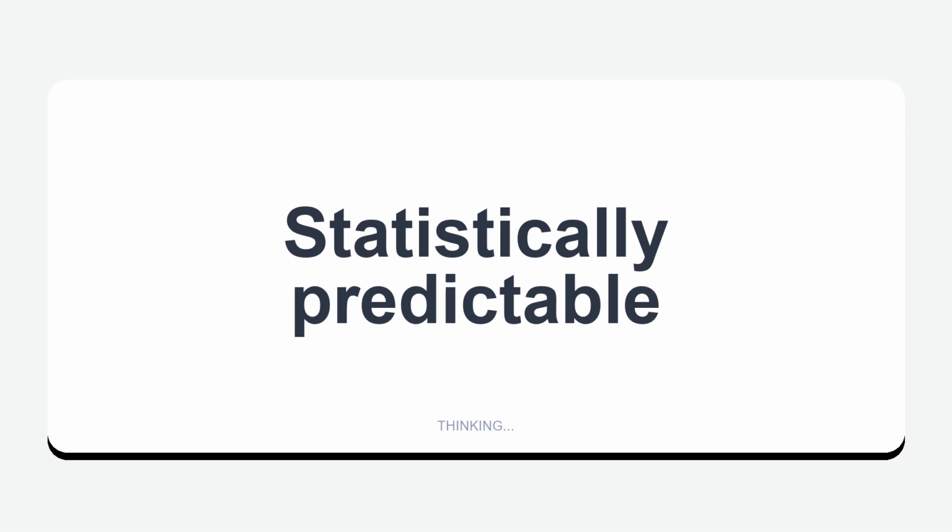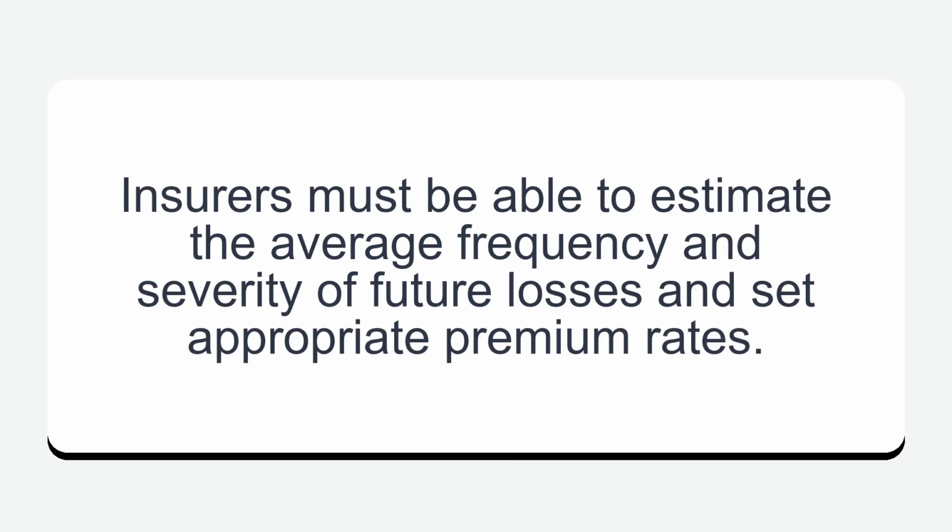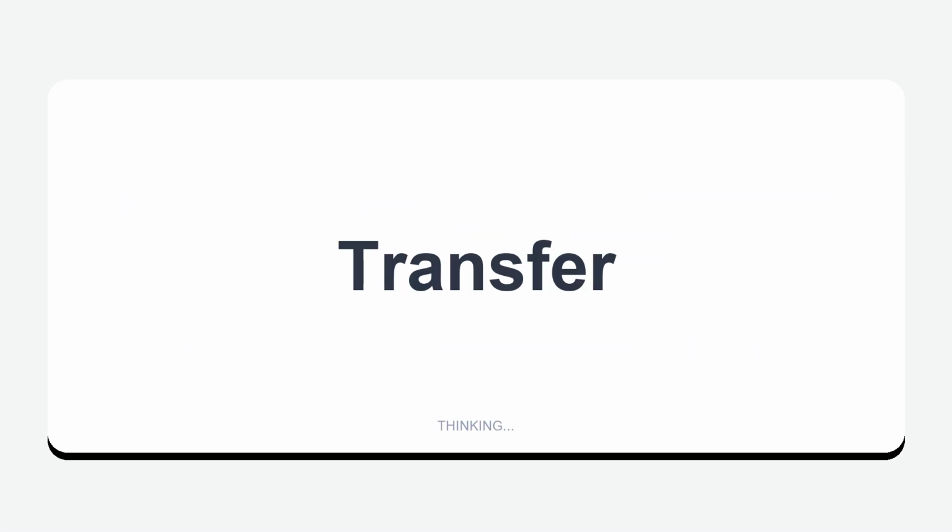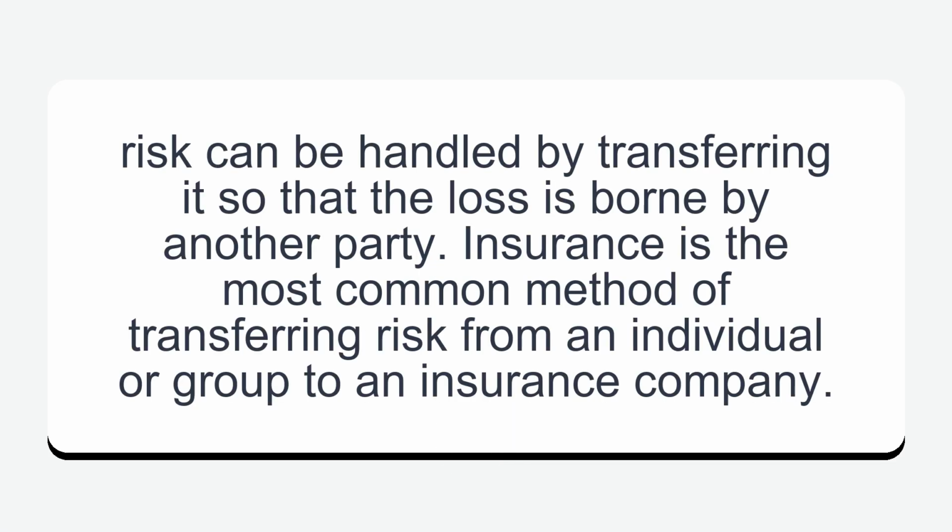Statistically predictable: insurers must be able to estimate the average frequency and severity of future losses and set appropriate premium rates. Transfer: risk can be handled by transferring it so that the loss is borne by another party. Insurance is the most common method of transferring risk from an individual or group to an insurance company.